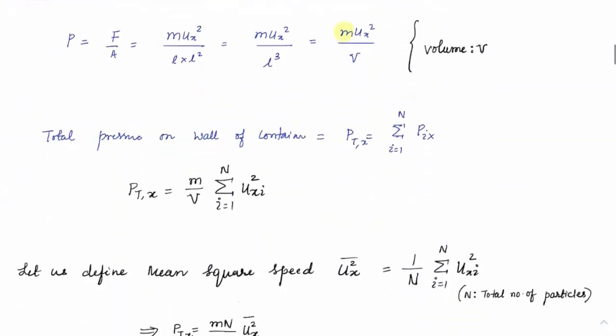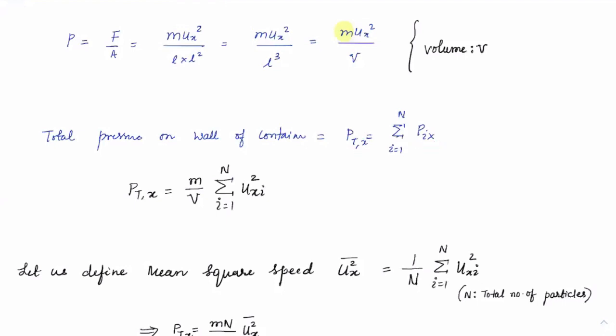But from here, I want you to know the terms carefully. Check out: P into V is equal to mux². What does this ux² mean? It is the speed of the particle in x direction, and this is about one particle. Suppose you have n number of particles, then every particle will give a certain amount of pressure. The total pressure will be the sum of all of that.